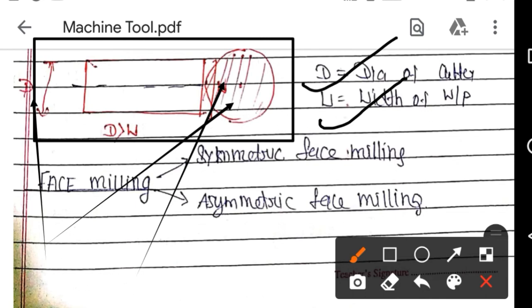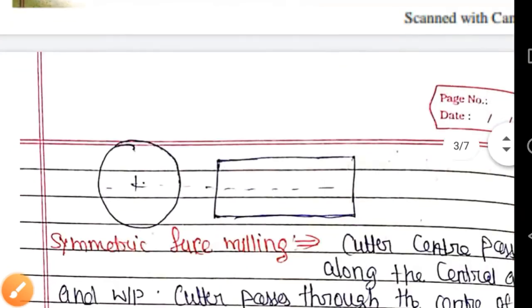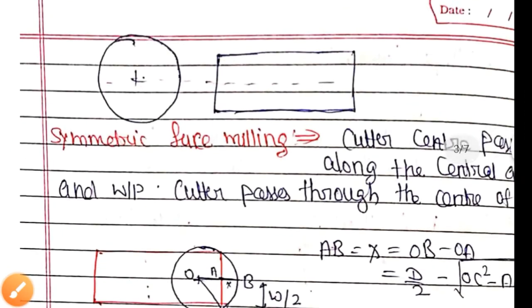In face milling, there are two types: one is symmetric face milling and the second is asymmetric face milling. We'll look at both one by one. So first, what is symmetric face milling?